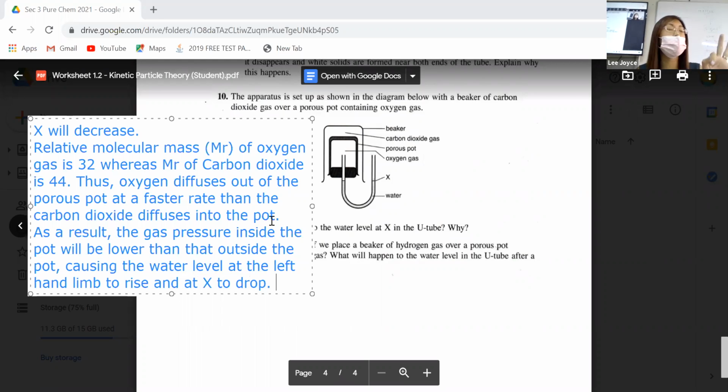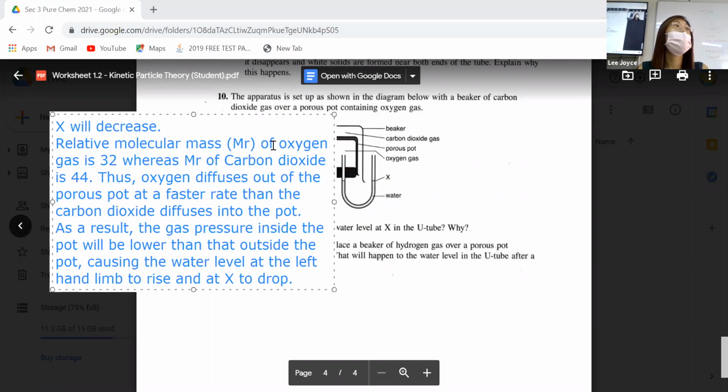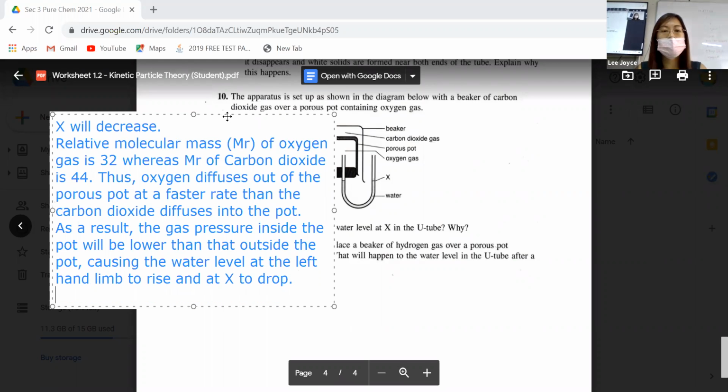Right, so three main points to be explained in your writing when you answer the U-tube questions. It's very important to bring in the gas pressure because that's where most of the students will miss out, the gas pressure part. Any questions, guys?